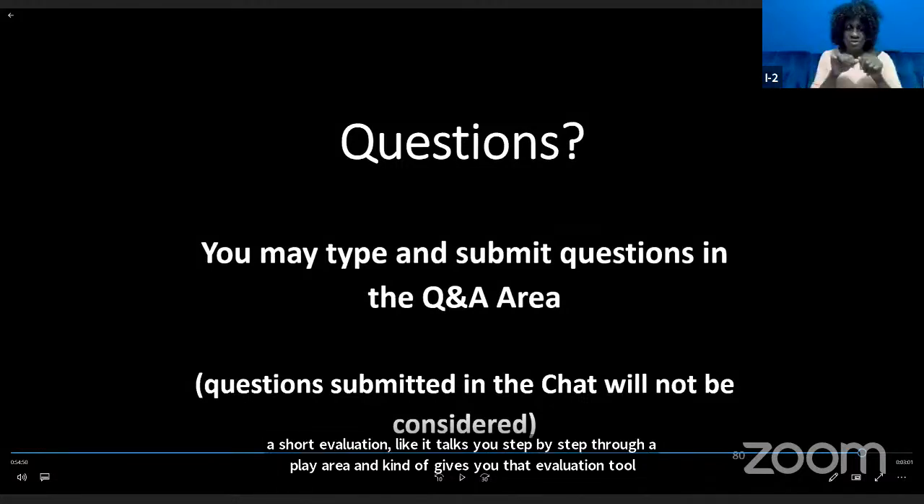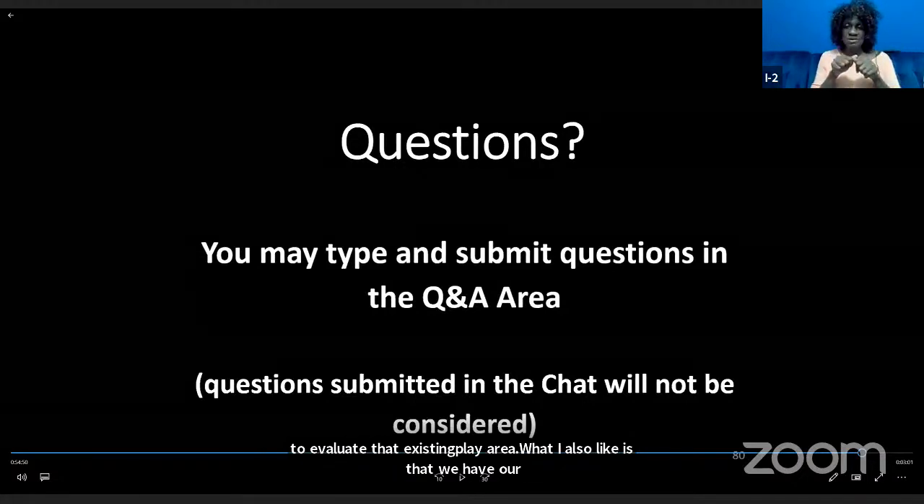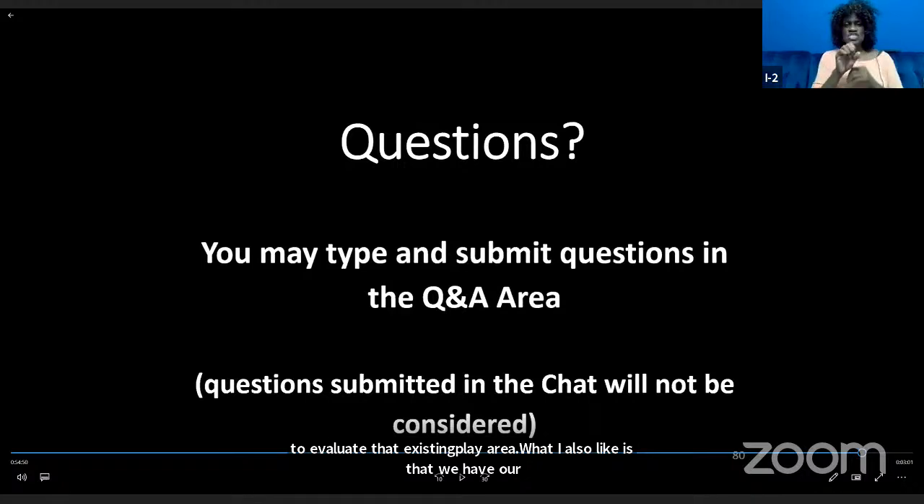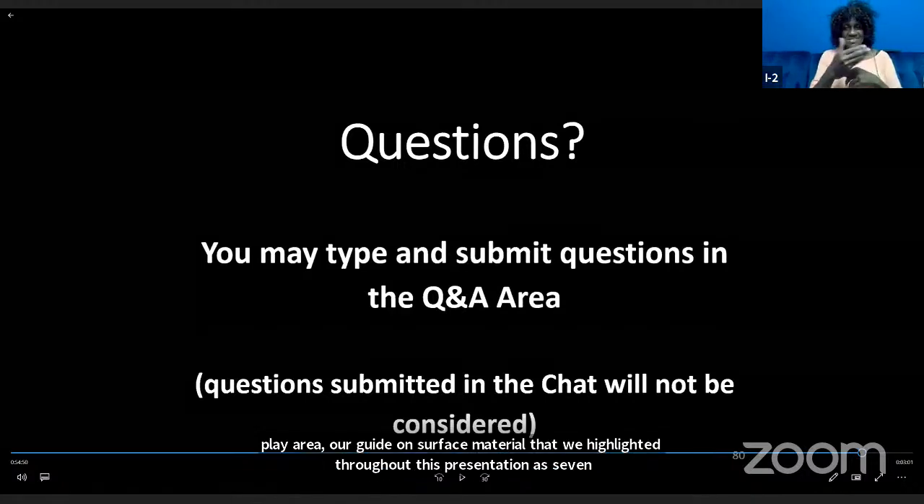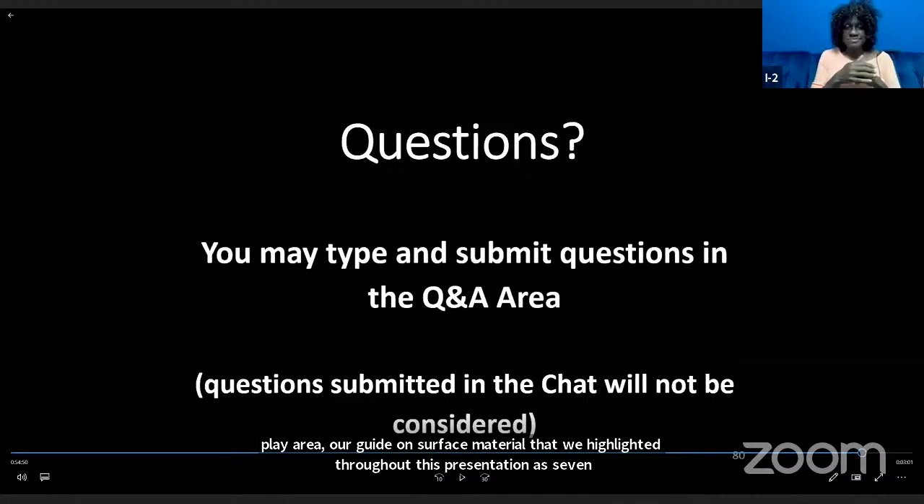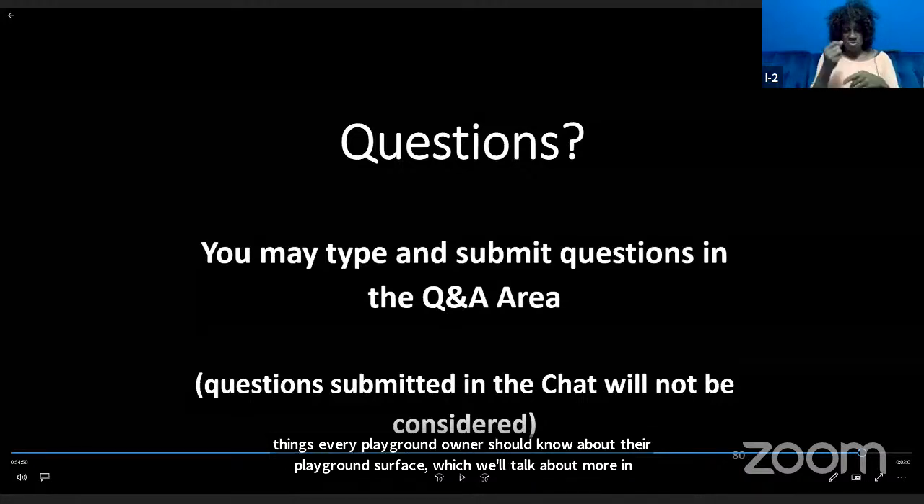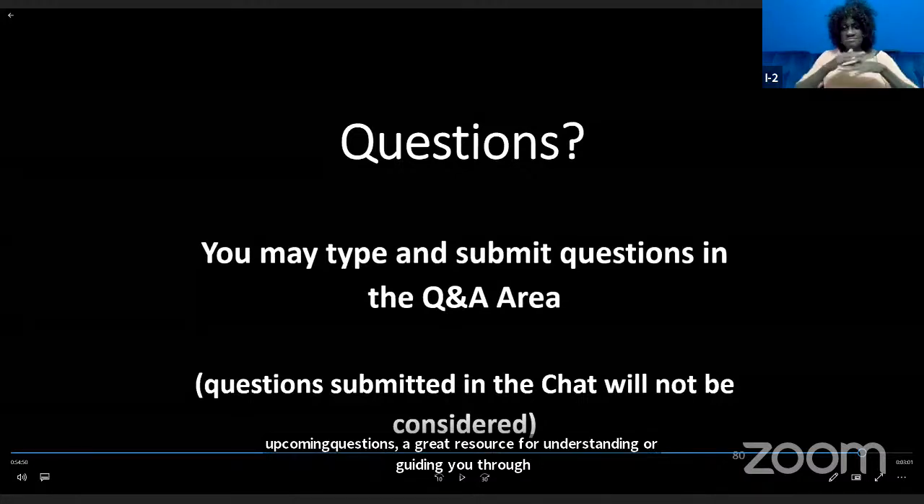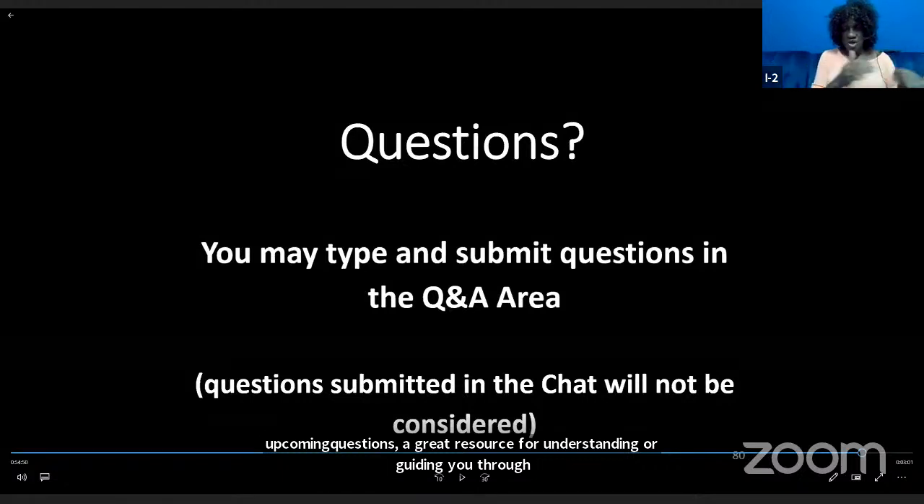What I also like is that we have our play area guide on surface material that we highlighted throughout this presentation as "7 Things Every Playground Owner Should Know About Their Playground Surface," which we'll talk about more on upcoming questions, a great resource for understanding or guiding you through that surface process. Then we also have frequently asked questions.